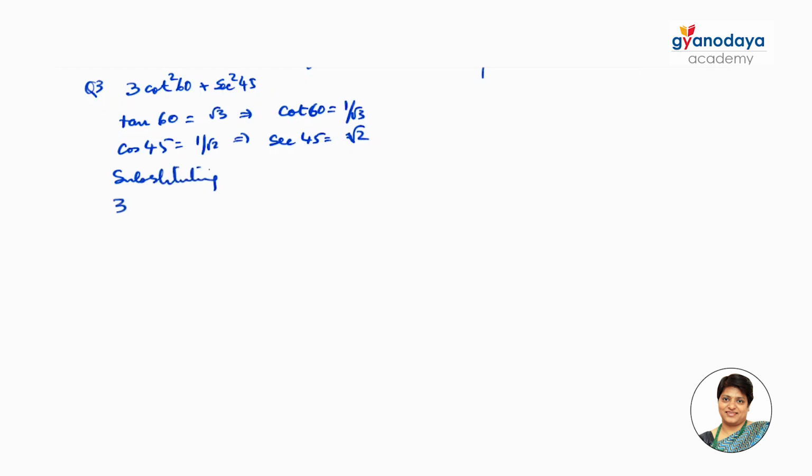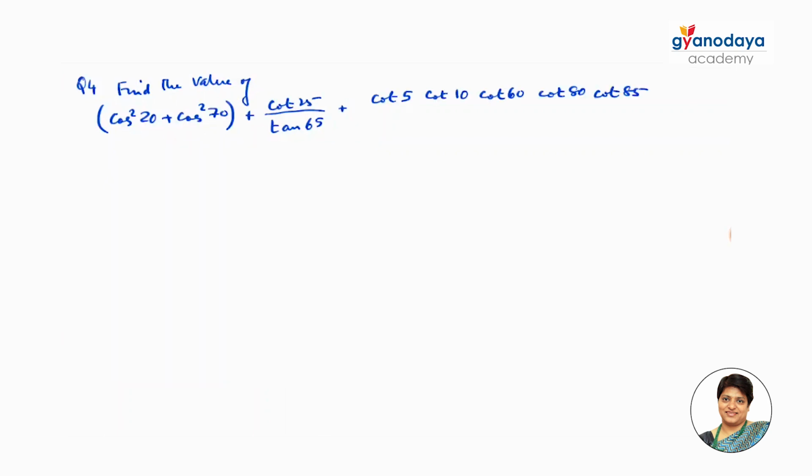So substituting these values, we would get 3 cot squared 60 plus secant squared 45 as 3 into 1 by root 3 whole squared plus root 2 whole squared, which is 3 into 1 by 3 plus 2, which is 1 plus 2, which is 3. Okay, so the fourth type of questions are those which involve complementary angles, right?